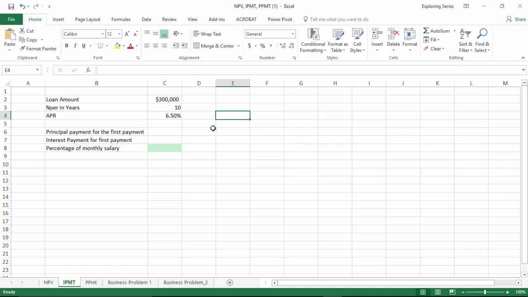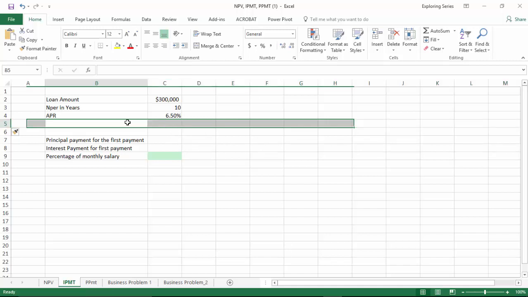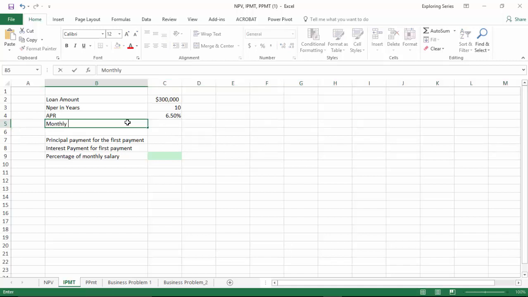So let's just talk loans for a second. Let's say you go out and you take out a small business loan of $300,000. Well, if you finance that $300,000 over a 10-year span at 6.5%, you're going to make some type of repayment or monthly payment to repay that debt at that 6.5% interest rate. So before we jump in to the IPMT, which is interest payment, and PPMT, which is principal payment functions, let's just quickly figure out what the regular monthly payment of a $300,000 loan at 10 years and 6.5% interest would be.